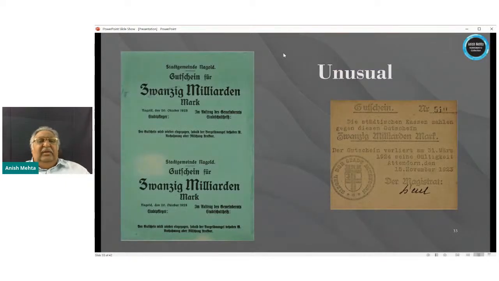Here you could find a high denomination note, an uncut sheet of two notes. Here you have a typed banknote issued by a municipal corporation of a particular city and it is a hand signed note on hard paper.